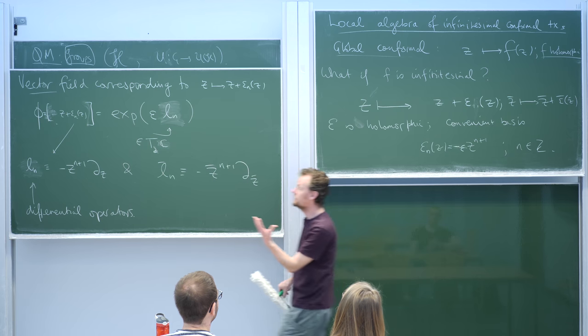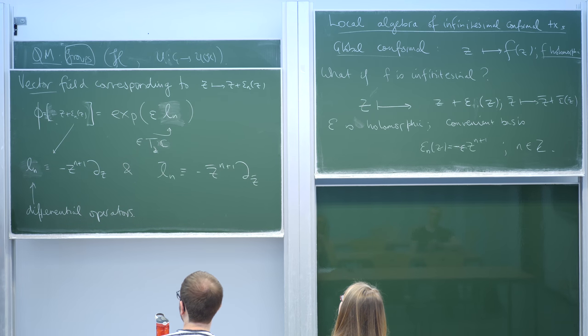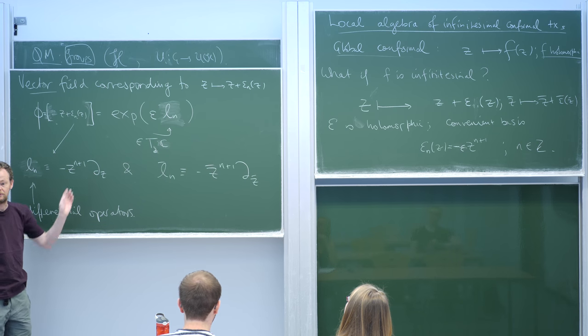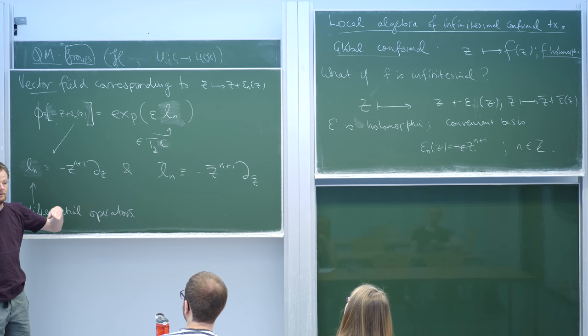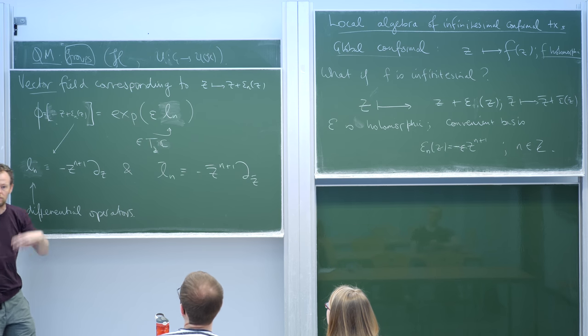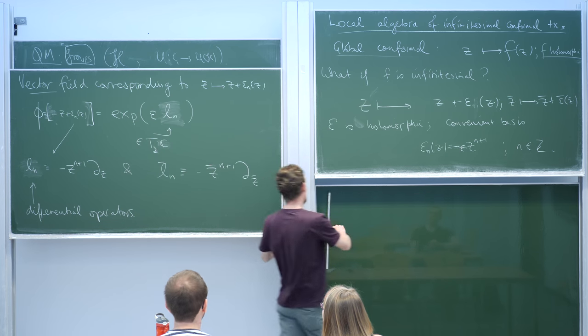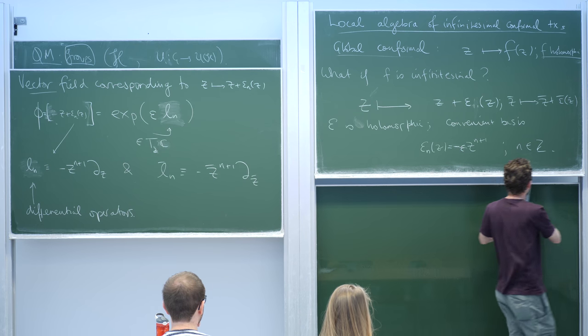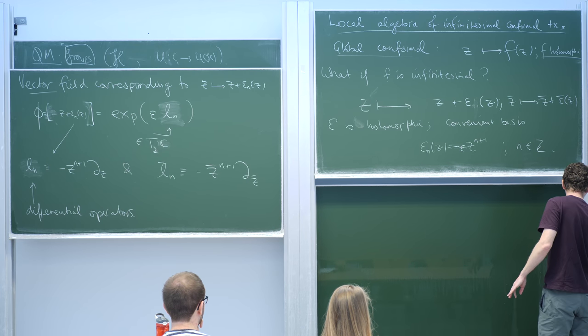So what we're going to do is understand what's the Lie algebra formed by these infinitesimal generators. If we do Ln, then Lm, and subtract from it Lm and then Ln, what kind of generator do we get? Do we get another one? Do we get something new? Or does it close?